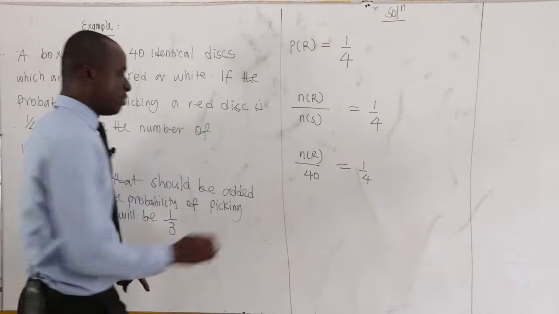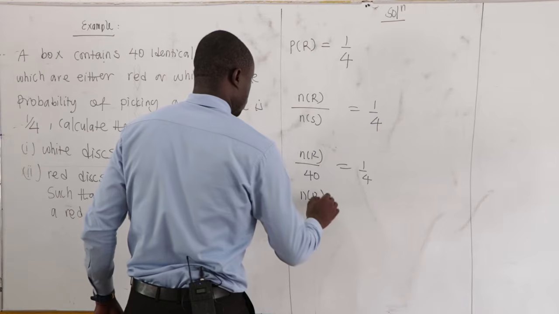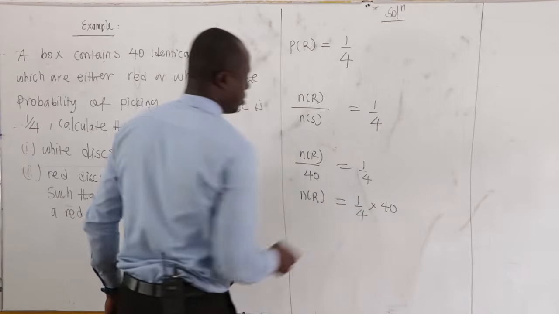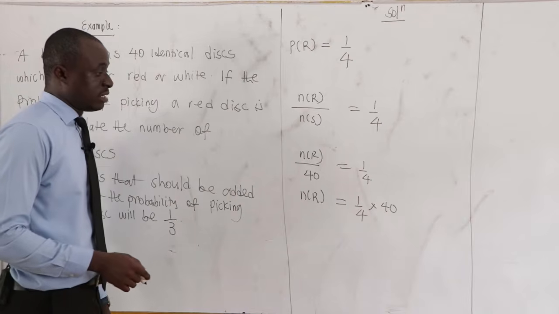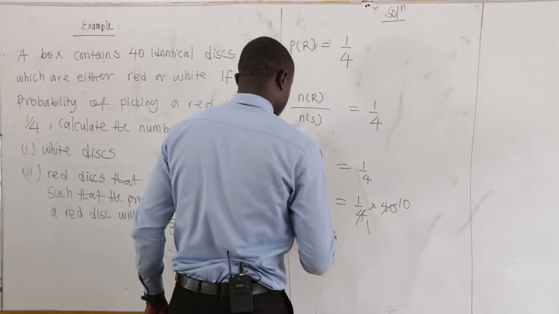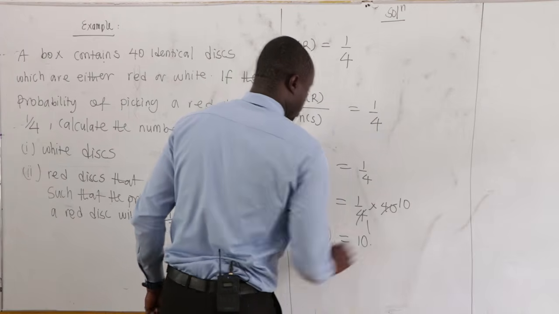Here we can find the number of red balls. So our number of red discs will be 1 over 4 times 40. Yes, 40 times 1 over 4. Now 4 will go here 1, 4 will go here 10. So our number of red discs is 10.